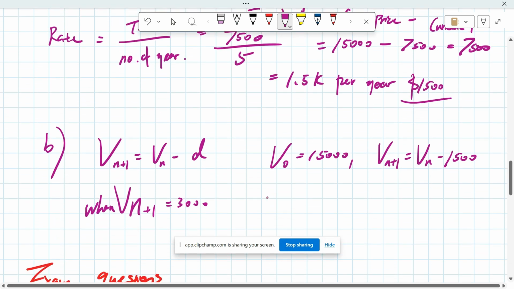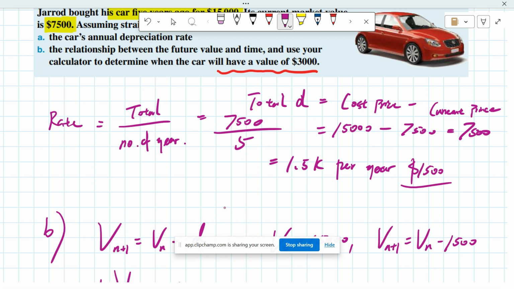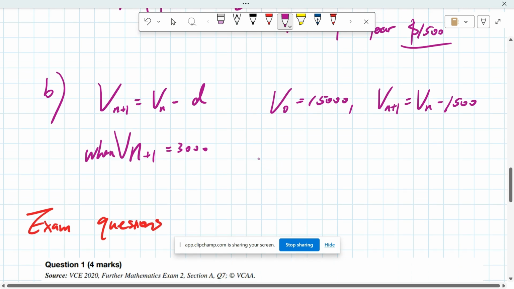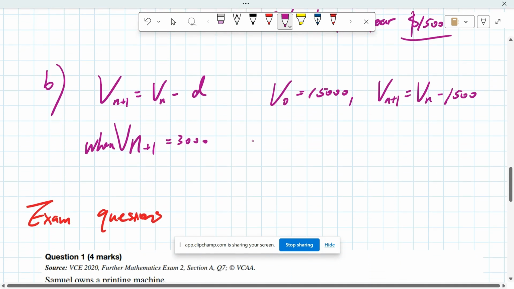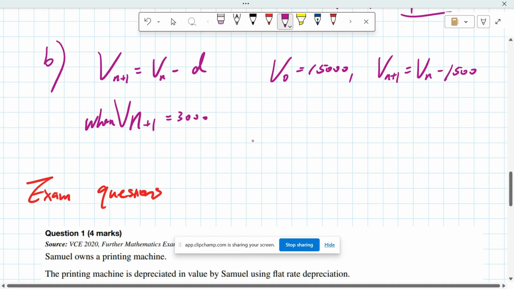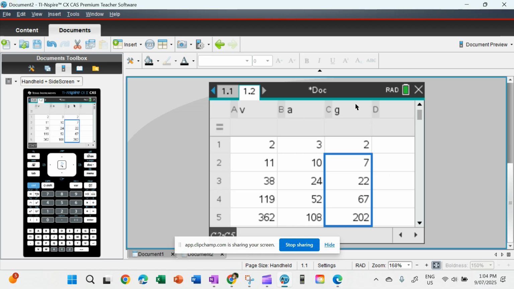What is the Vn equals, basically? They try to ask you to determine when the car's value equals that. Okay, so for those questions, just straight away, this is equal to 5,000. Then we go straight into the new document. We're using the car.